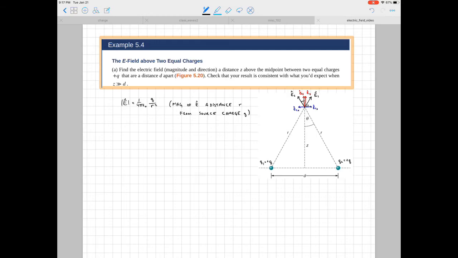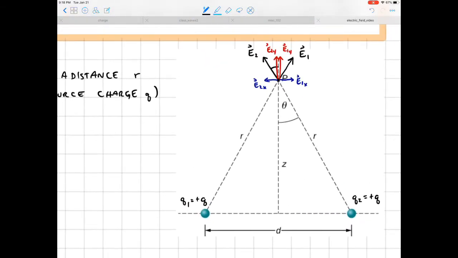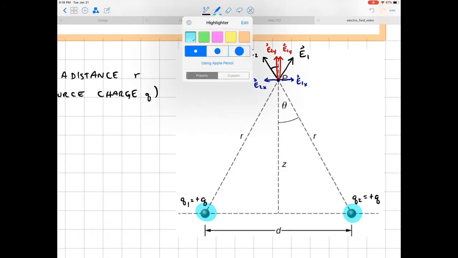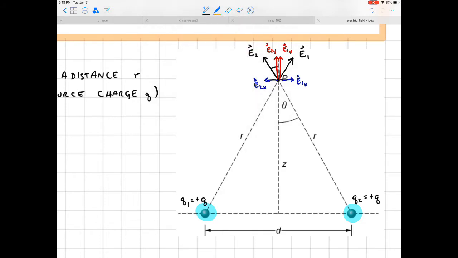Again, pause right now and try to work through this on your own, and when you get done, unpause and follow along. Okay, so for this particular problem, we are given two source charges, and we are trying to find the electric field at some location P up here.